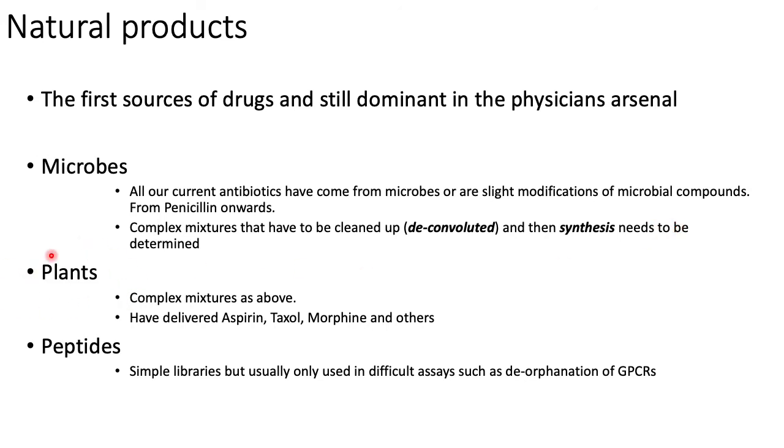Plants also contain or produce many metabolites. So we know about things like essential oils. Those essential oils can be separated into individual compounds. Now, the complex mixtures from plants need to be separated, but in fact, plants have been shown to deliver many different drugs that we know about. So things like aspirin, Taxol, morphine, and others. And we also got peptides. So these peptides are essentially synthesized. Okay, so they have simple libraries, but usually they're only used for difficult assays, such as deorphination of G protein coupled receptors.